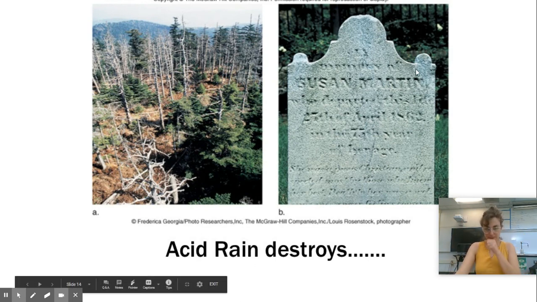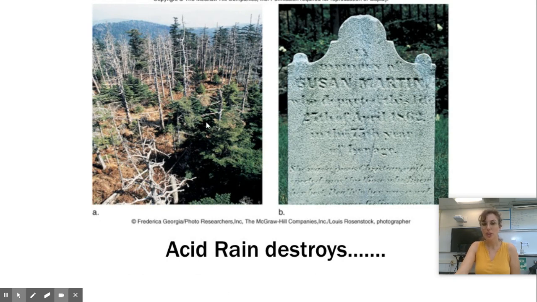You're seeing the deterioration of this gravestone, but it can also change the pH of soil. And so that's really critical to an environment, okay? Because it can affect how plants absorb nutrients. It can really, really devastate an ecosystem.